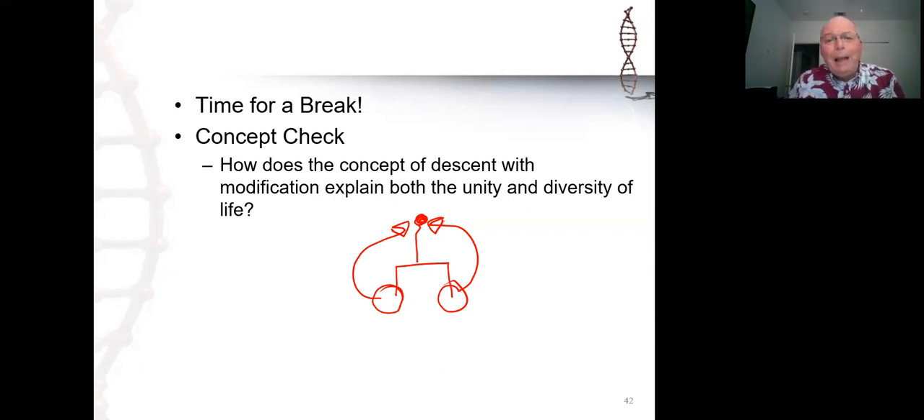But by going up the tree, by going back to the branch point, back to the common ancestor, we can explain the unity, because their unity is a consequence of that common ancestry, the fact that they represent modifications of a common feature or set of features inherited from the original common ancestor. So that's how descent with modification or natural selection can explain both unity and diversity amongst life.